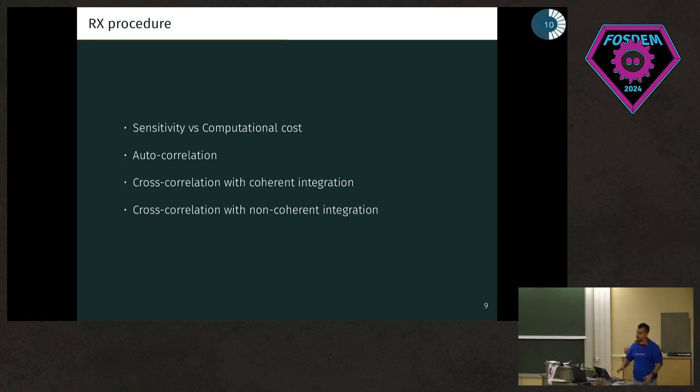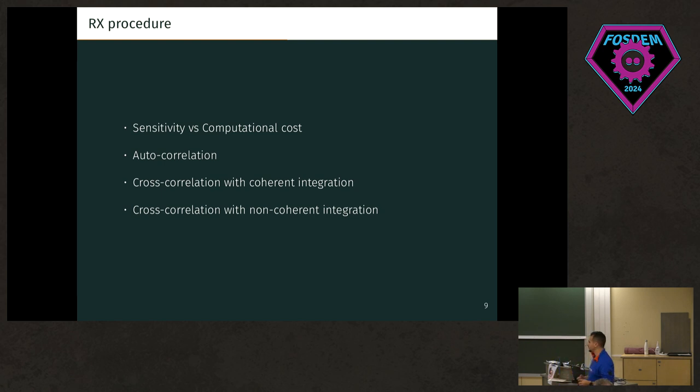On the other side, however, as you may know, everything comes with a cost. The RX procedure is quite expensive and computationally intensive. So we have to deal with terms of doing this in real time or not, having enough sensitivity to identify something and then start doing something more, let's say, robust.